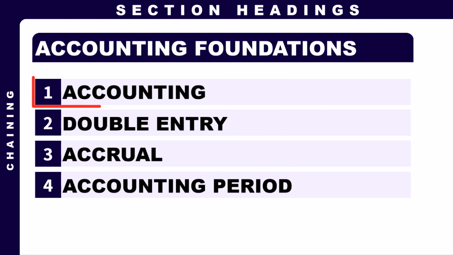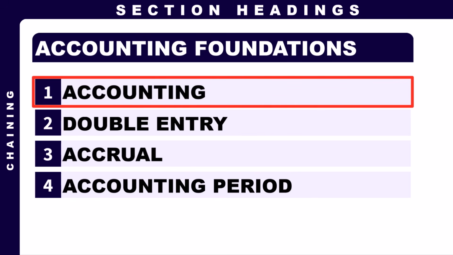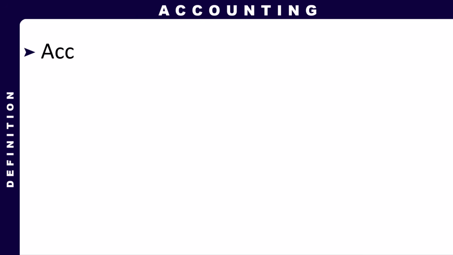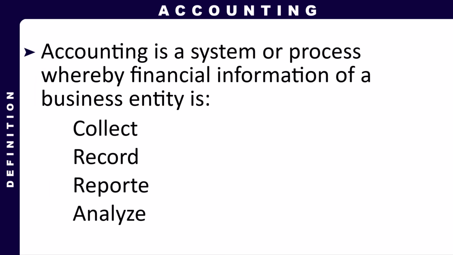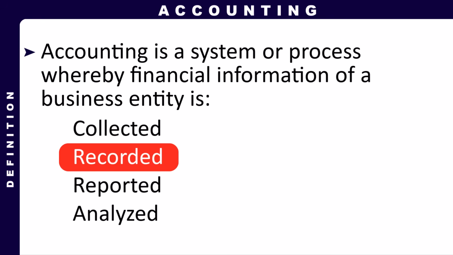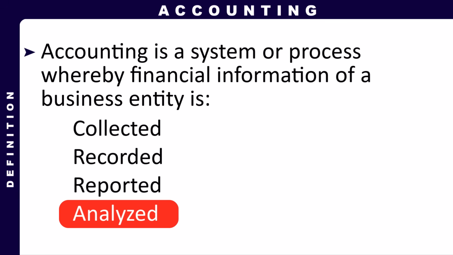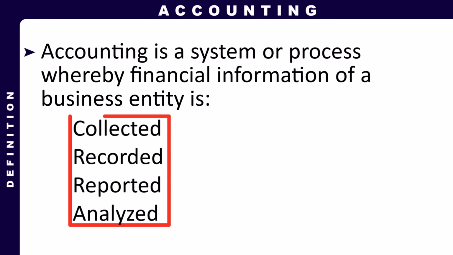Let's now move to the first section where we see an initial definition and illustration of accounting. Here is a concise and functional definition of accounting. Accounting is a system or process whereby financial information of a business entity is collected, recorded, reported, and analyzed. Just to give you a more clear-cut understanding of accounting and the activities of collecting, recording, and reporting, let's see a diagram to visually illustrate accounting.